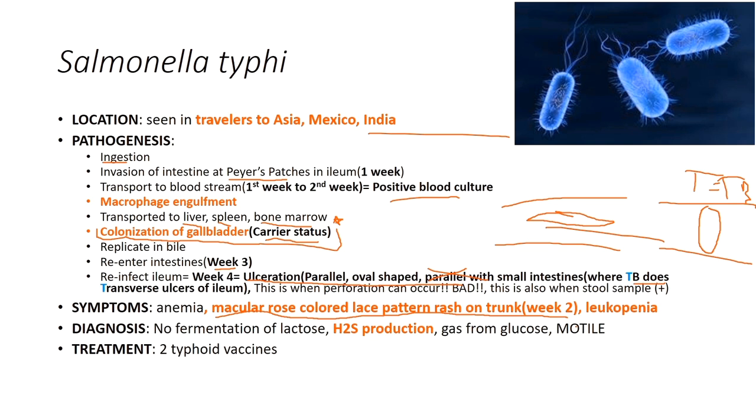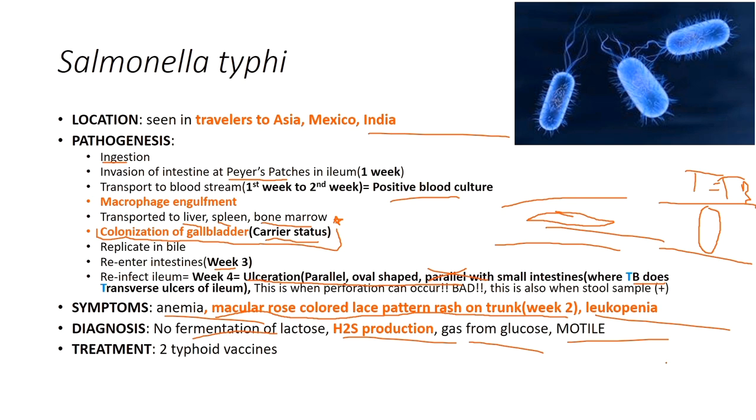How do we remove the carrier status? Remove the gallbladder. So symptoms, we talked about that anemia because of the bone marrow infection, leukopenia as well, macular rose-colored lace pattern rash on the trunk. That's during week 2. And remember, these guys are non-fermentation of lactose. They are H2S production, gas from glucose, and motile. We also have typhoid vaccines, so if you're planning on going anywhere that has this endemic, get that vaccine.